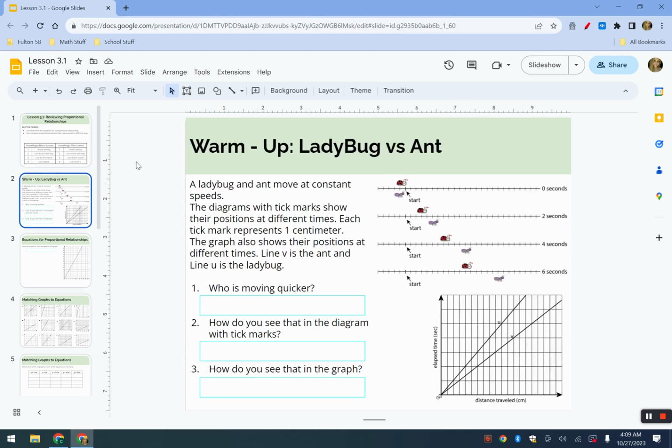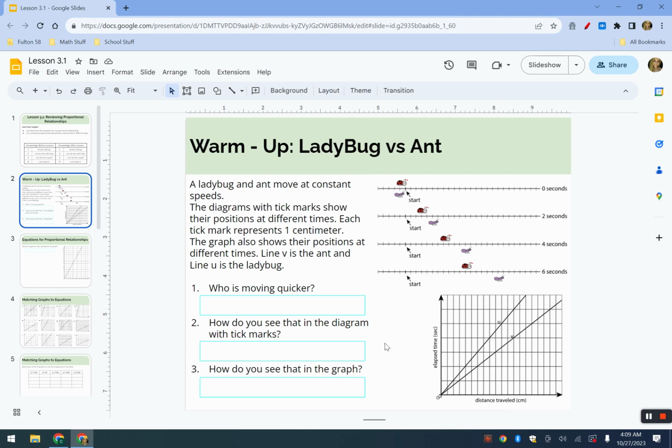And it's ladybug versus ant. So a ladybug and an ant are moving at a constant speed. The diagram with the tick marks over here show their positions at different times, and each tick mark represents 1 centimeter. The graph down here also shows their positions at different times. Line V is the ant, and line U is the ladybug.